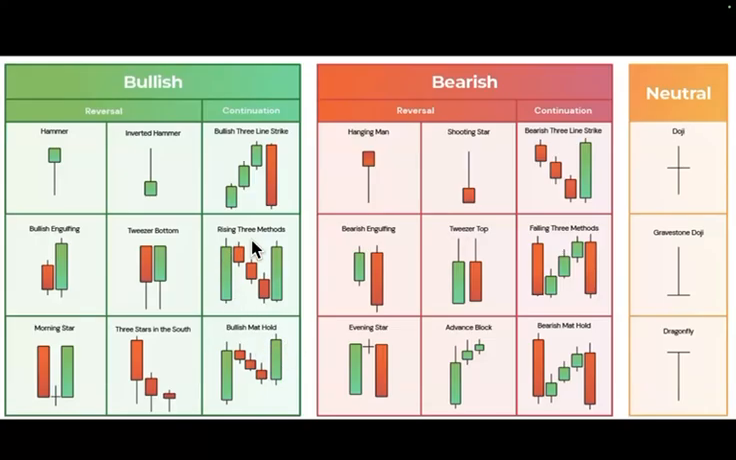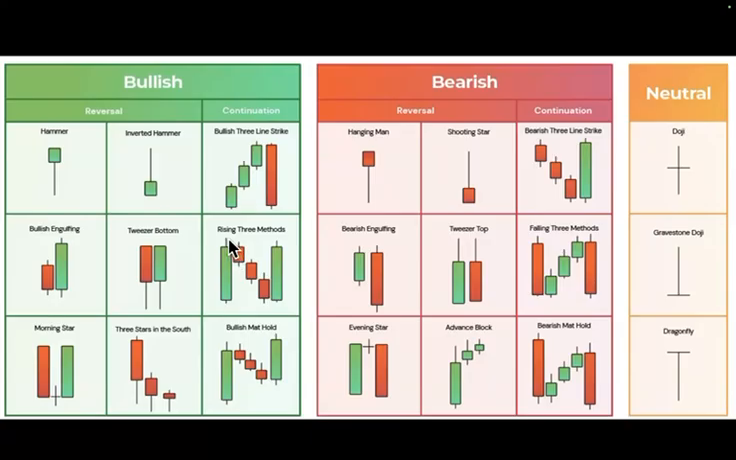And you also have the rising three methods, which is a bullish candlestick pattern, made up of 5 candlesticks as well. It has 2 strong bullish candlesticks, which are the first and the last one, and 3 intermediate candles which are bearish pullbacks, which happen during an uptrend.